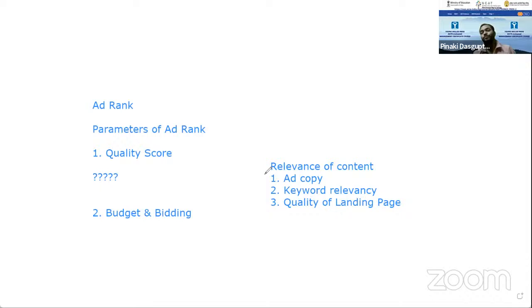Now the budget and bidding. So once you work on this quality score, then you have to work on the budget and bidding. So how do you determine the budget of a certain campaign? You have to understand what kind of product or what kind of service you are actually promoting. Say you are promoting a course that costs rupees 1 lakh or 1.5 lakh. Say you are promoting an MBA course.